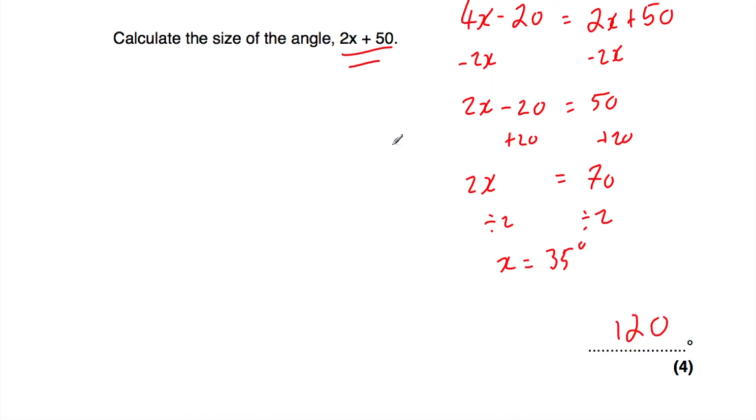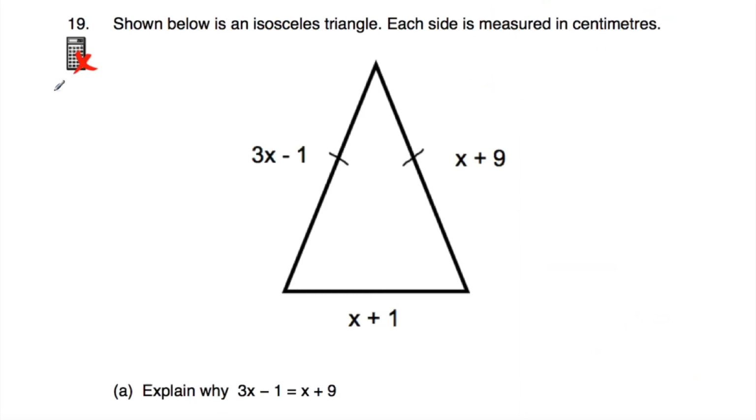And that's it. Okay, let's have a look at our next question, question number 19. Question number 19 says, shown below is an isosceles triangle. So we've got this isosceles triangle. You can see we've got the little dash here and here. And each side is measured in centimetres. And part A says, explain why 3x minus 1 is equal to x plus 9.